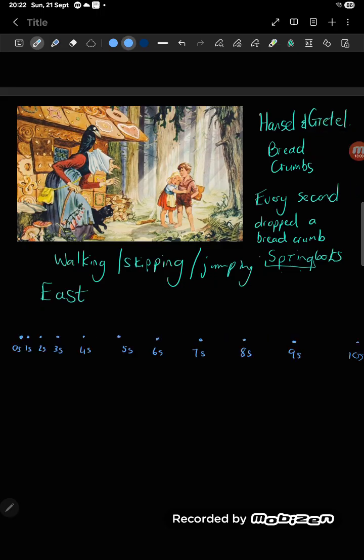Okay, so they dropped some breadcrumbs, and at 0 seconds as they left, they dropped a breadcrumb, then they dropped another one. After every second, they dropped a breadcrumb. Now, let's say that this is our reference point. This is like where their home was.